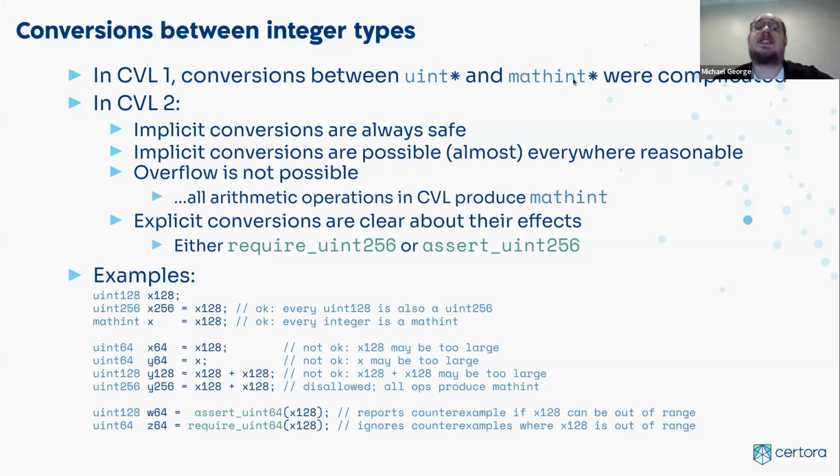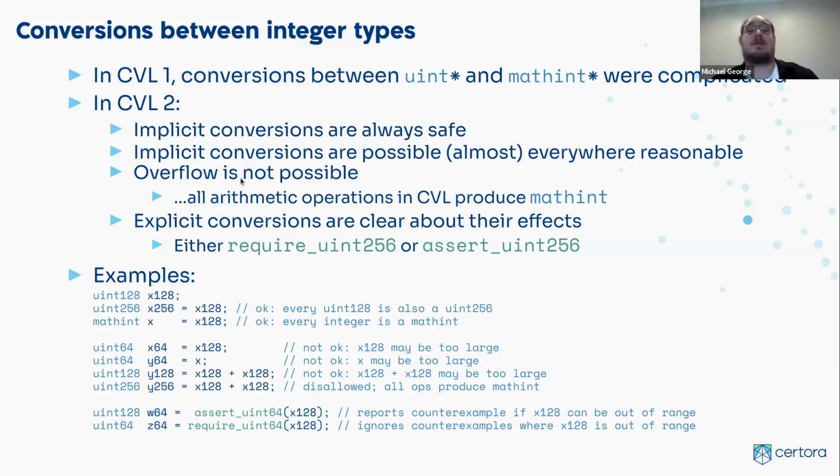In CVL1, you could assign math_ints into uint variables and uints into math_int variables. There were complicated rules about when you could do that and when you couldn't, and there were cases where things could overflow. There were easy ways to make a mistake and end up, for example, hiding an overflow bug in your contract because you had an overflow bug in your spec. And that's not a great situation. So CVL2 makes pretty extensive changes to the way you can do these implicit and explicit conversions, and it makes it much more sane.